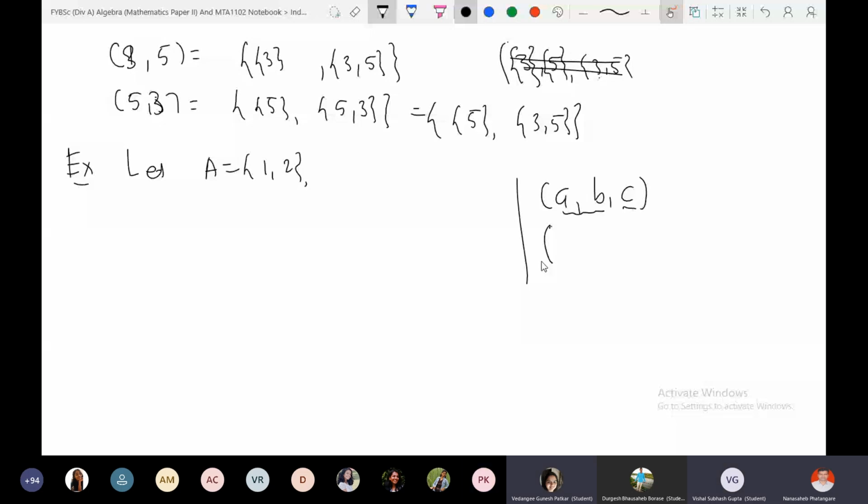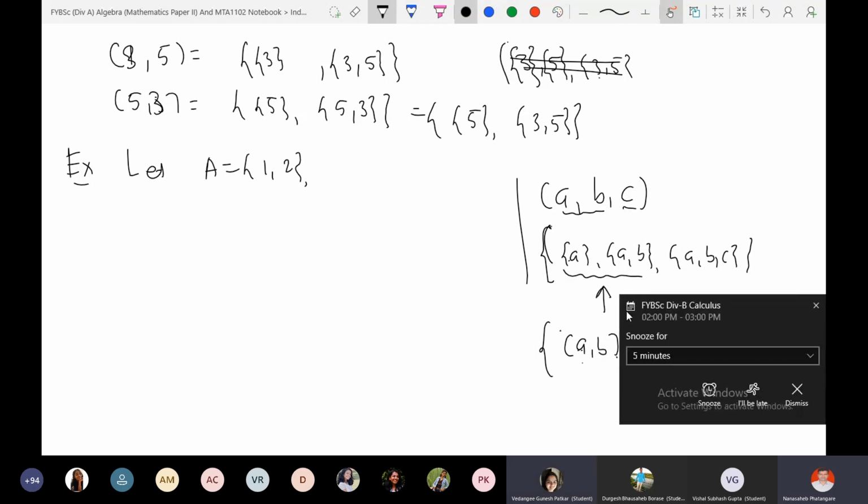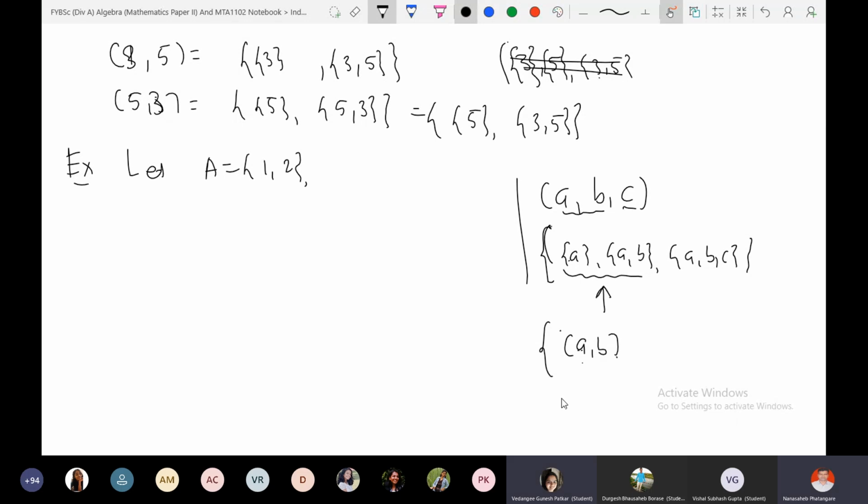So how will you write it? {A}, {A, B}, {A, B, C}. The first component is present in all, the second component is present in 2, and the third component is present in only 1. In that way we can write it, right? Because the first two sets constitute what? {A, B}. Is there any alternative way?